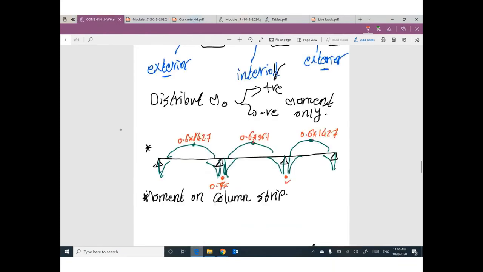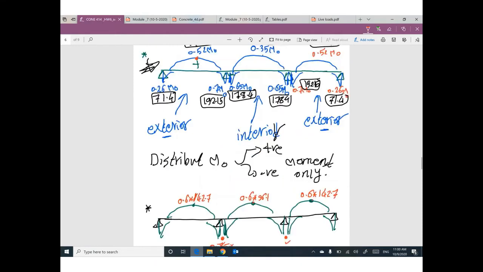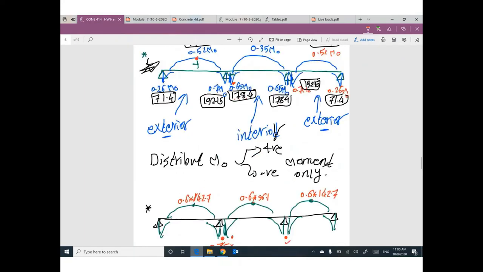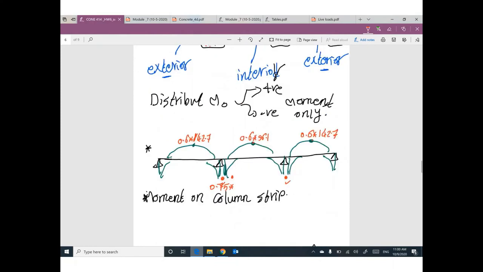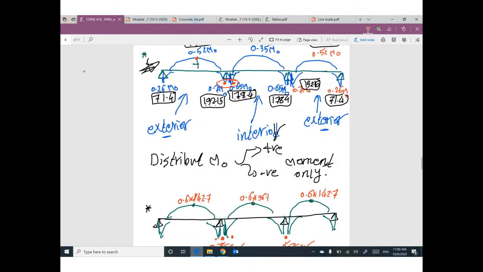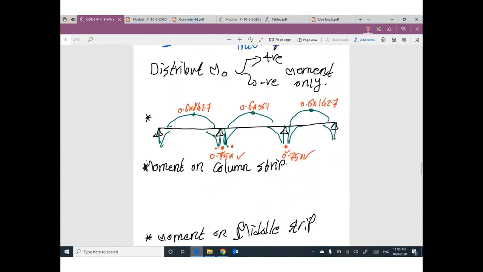So we have here 0.75 of what? This side, 178.4, will give you this side. If you multiply 0.75 times this value, 192.15, you are going to get this value. And this one also 0.75. Just multiply these values by 0.75. You can get these values and these values.